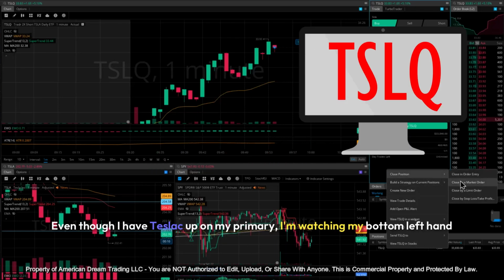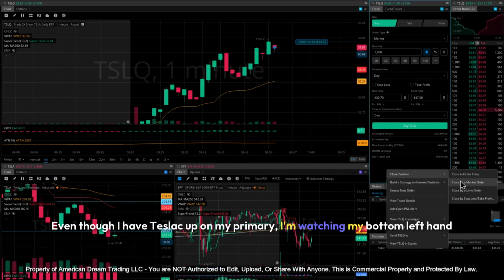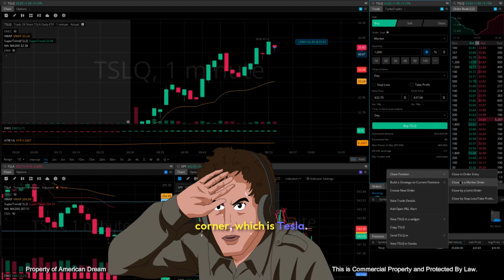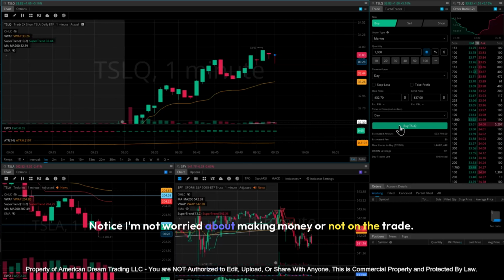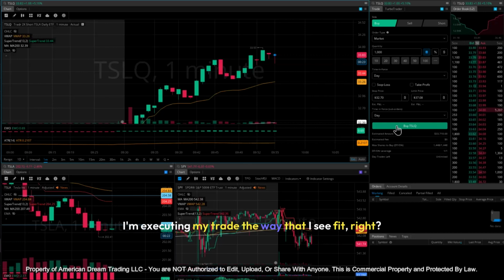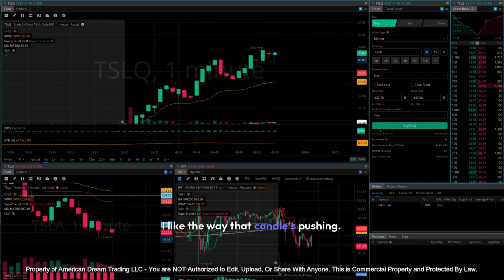Even though I have TSLA up on my primary, I'm watching my bottom left-hand corner, which is Tesla. Because remember, TSLA is going to follow Tesla. Notice I'm not worried about making money or not on the trade. I'm executing my trade the way that I see fit, right? And I want you guys to understand that. I don't want you guys to be like, oh, but I'm red. I can't get out. Bullshit. Get out. I like the way that candle's pushing.